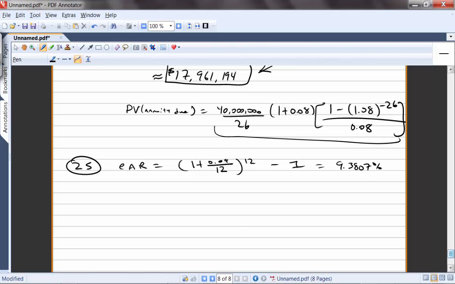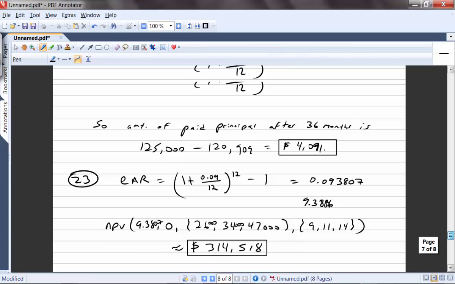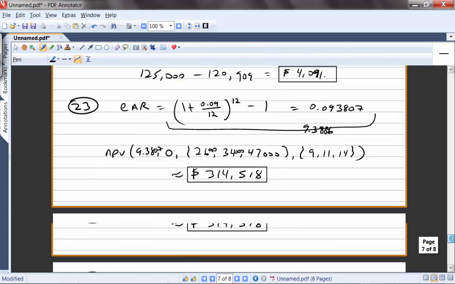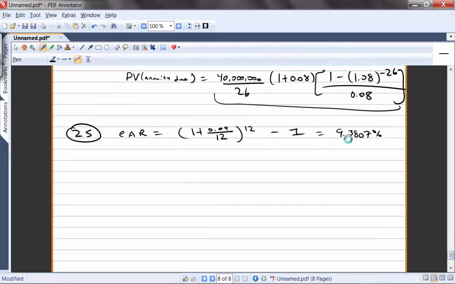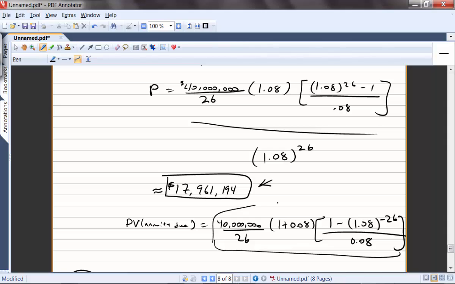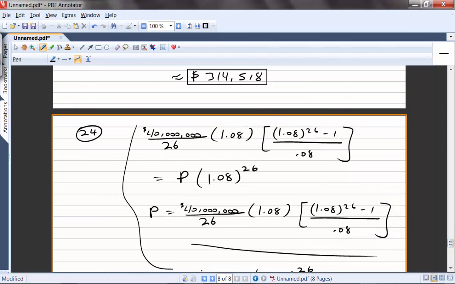Didn't we just do this up in the problem up here? Right here? Yeah. So that's the rate you want to use. And then you do the same thing as in problem 24. You can either use the present value of an annuity due formula directly from lecture notes, or you can do what we did right here, right?